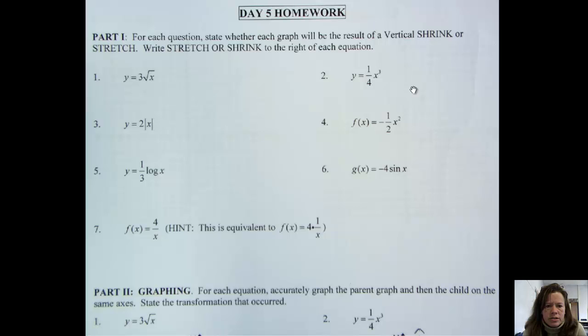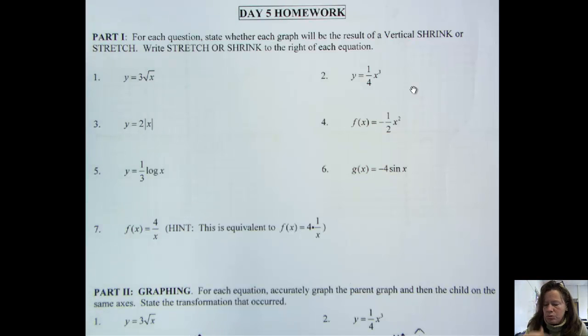Notice with the instructions it says for each question, state whether each graph will be the result of a vertical shrink or stretch. You're just going to write stretch or shrink to the right of each equation. No graphing. Some of them you don't know how to graph yet, and that's the point. The point is math is consistent and it will work regardless of the parent graph.